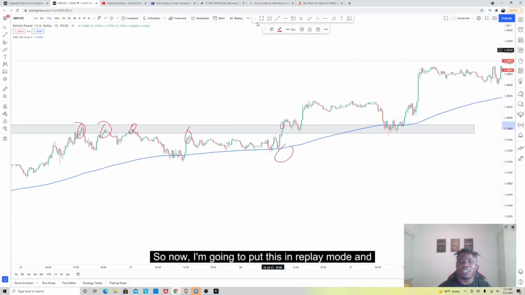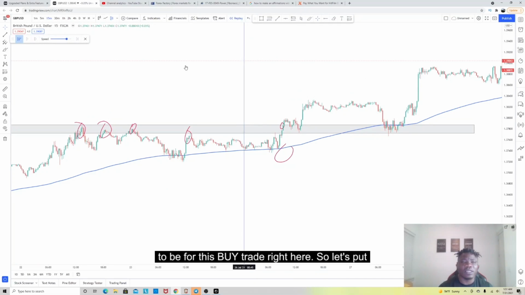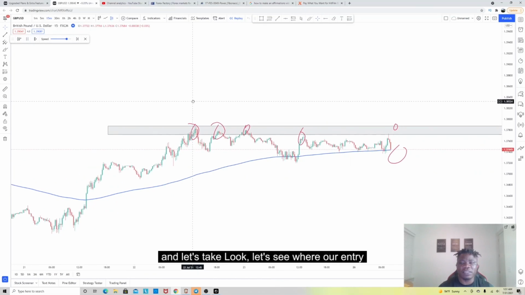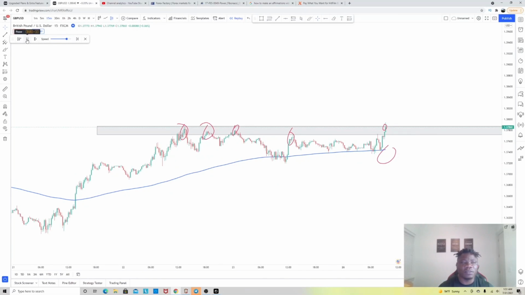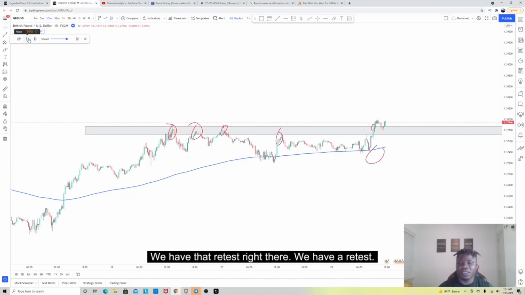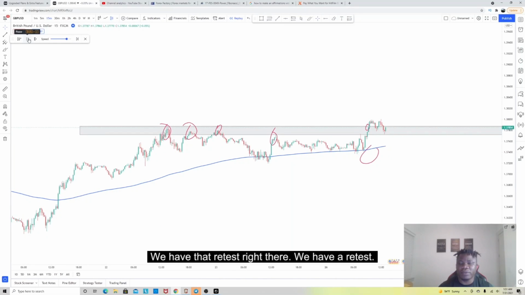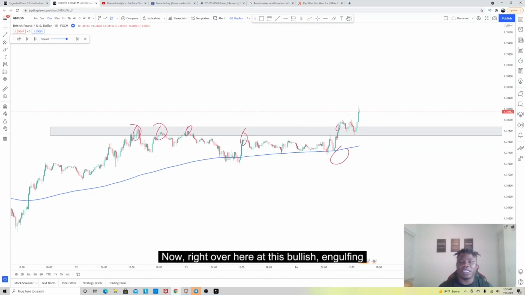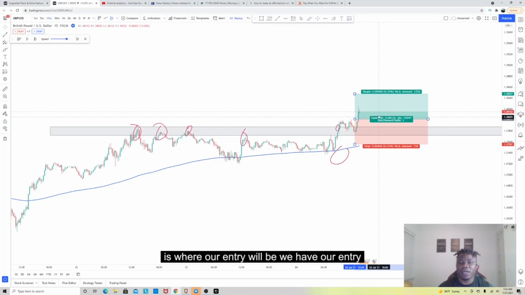So now I'm going to put this in replay mode, and I'll show you guys where your entry is going to be for this buy trade right here. Let's start from right over here and take a look at where our entry would actually be. Now we have that retest right there. Right over here at this bullish engulfing candle, this is where our entry will be.